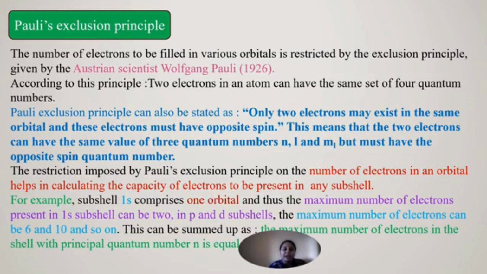The number of electrons occupied in an orbital depends upon the capacity of the subshell. So the 1s subshell consists of only one orbital, and the maximum electron occupancy is 2. For example, in the p and d subshells, the number of electrons can be 6 and 10, and so on. So this is summed up as the maximum number of electrons in the shell with principal quantum number n is equal to 2n squared.